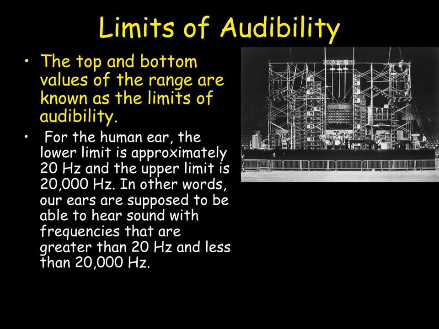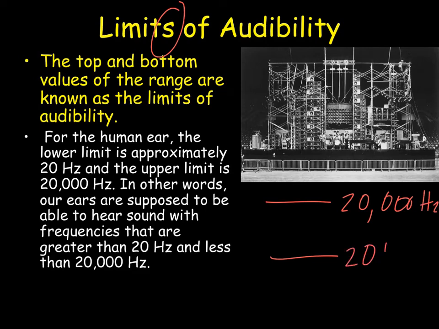Okay, now we get a couple of really boring slides. Limits of audibility. This is what the human ear can hear: its upper and lower frequency limits. The upper frequency that anybody can hear is 20,000 hertz. That's what some of you probably can still hear. And the lowest is around 20 hertz. I, of course, am somewhere down here as a virtual geriatric.